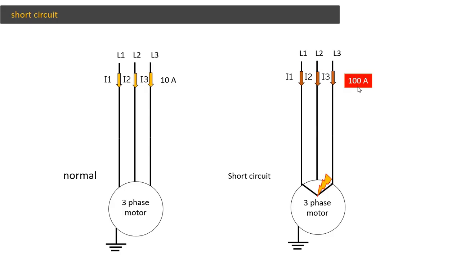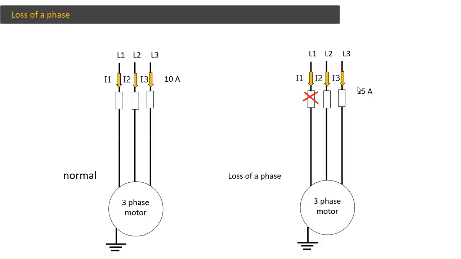Alright, moving on to the next slide. Here we have loss of a phase. Again, take a look at our normal motor on the left, guys. We have 3 fuses installed on the path to our phase lines. And again, the current is 10 amperes. Now, let's say for some reason one of the fuses suddenly stops working, for example, this one. As a result, you would lose one of the phases, like L1 in this case.